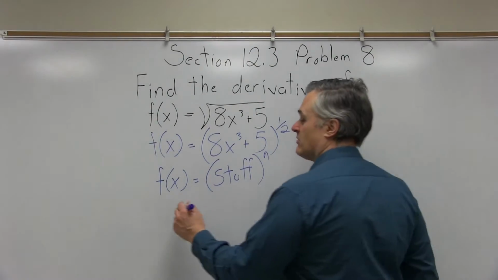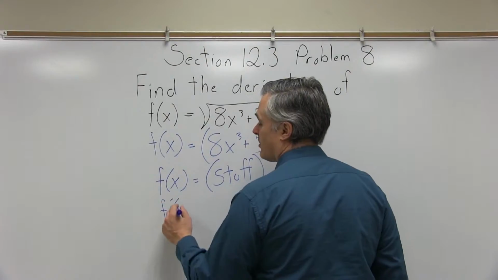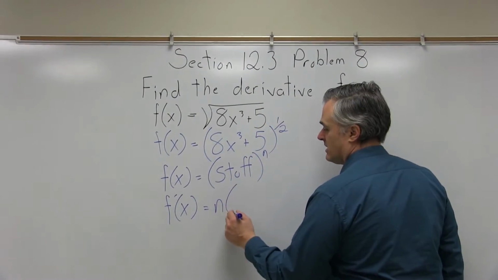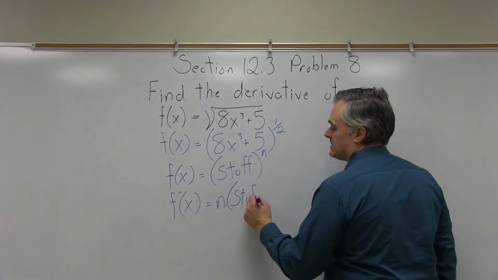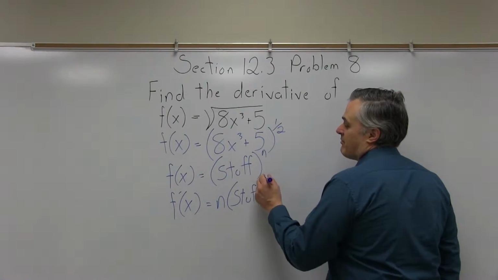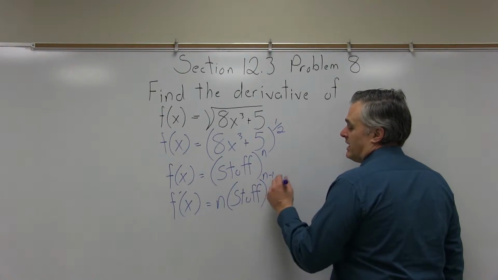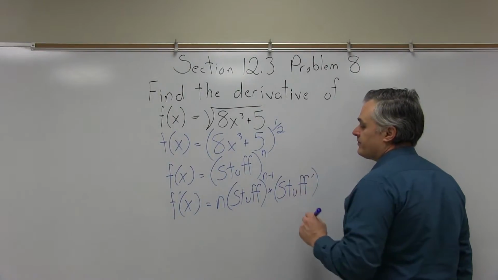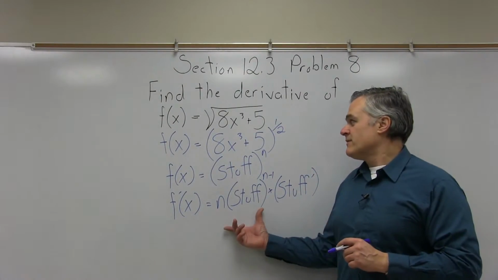We're going to apply the chain rule formula, which says f prime of x equals n. The exponent comes down in front of the parentheses. You leave the stuff the way it is. Put a new exponent on the stuff, which is n minus 1, one less power, and then multiply times the derivative of the stuff, which I write as stuff prime. So that's what we're going to fill out.